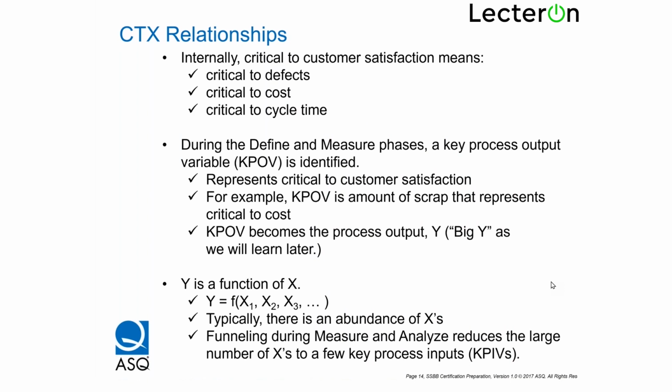During the define and measure phase, a key process output variable, KPOV, is identified. So it represents critical to customer satisfaction. For example, KPOV is amount of scrap, which represents critical to cost. KPOV becomes the process output, the Y or the big Y, as we will learn later. Y is a function of X's. Typically, there is an abundance of X's. Funneling during measure and analyze reduces the large number of X's to a few key process inputs, the KPIVs.